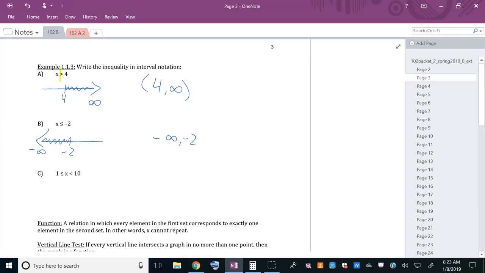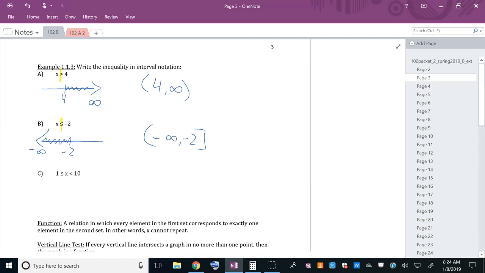Here the smaller number always has to come first. There's nothing smaller than negative infinity, so that always has to come first. Now here I've got less than or equal to, so at the -2, I want to include that number, so I'm going to put a bracket. Now both positive infinity and negative infinity are special though, they always take parentheses.